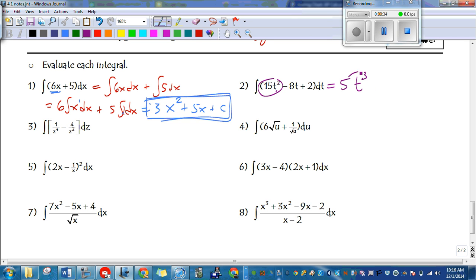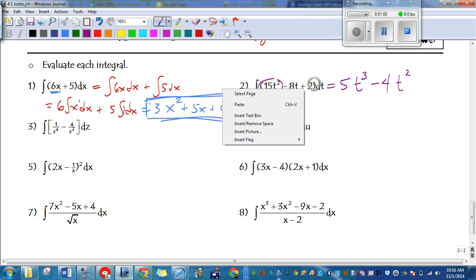And again, an easy way to check it: what's the derivative of 5t cubed? Well, you'd bring the 3 out, subtract 1, and you get 15t squared. Right, our next one, same thing. We have a minus here. We're going to add 1 to the exponent, so it becomes t squared. Divide by 2, so we get minus 4t squared. And the derivative of negative 4t squared is negative 8t.